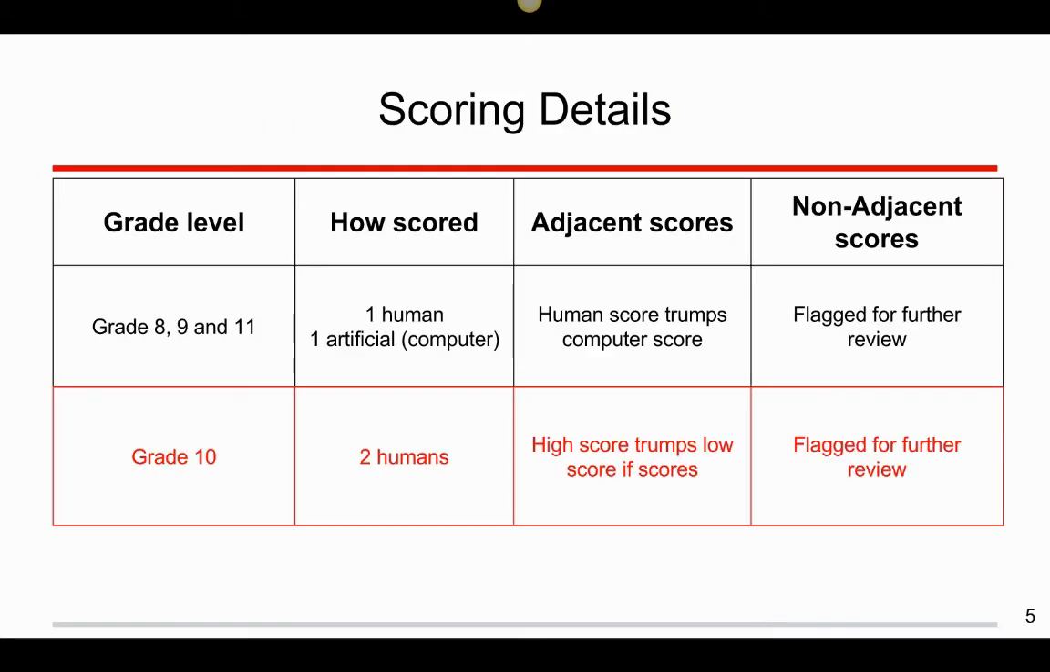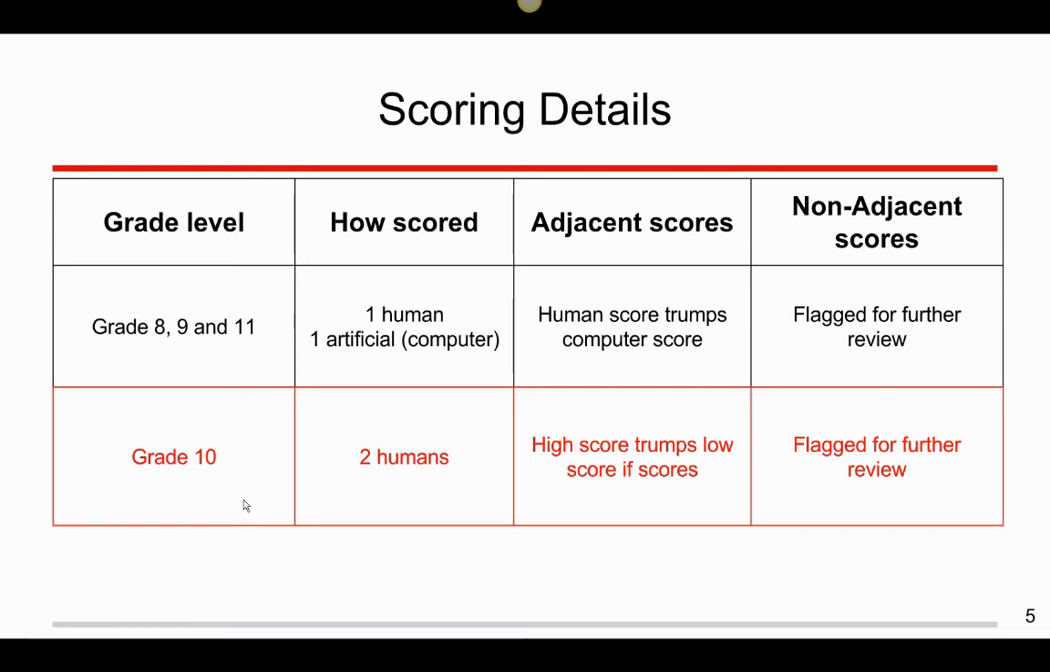When the assessment goes to the state to be scored, at grades 8, 9, and 11, they are going to be scored by one person, a human, and they are also piloting an artificial intelligence or computer scoring. For those grades, the human score always trumps the computer score if they are just one score apart. If they are 2 or 3 scores apart, for example, a 6 and a 9, then it would go to a further review and be reviewed by another person.